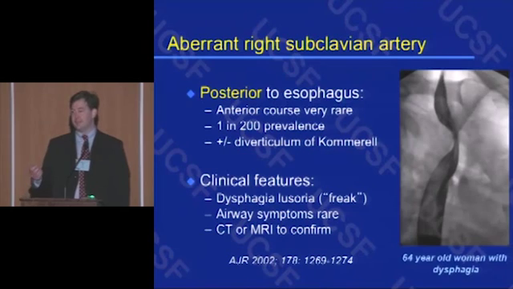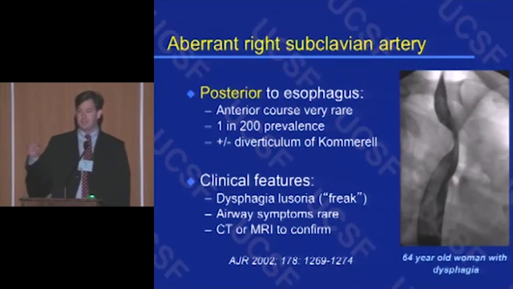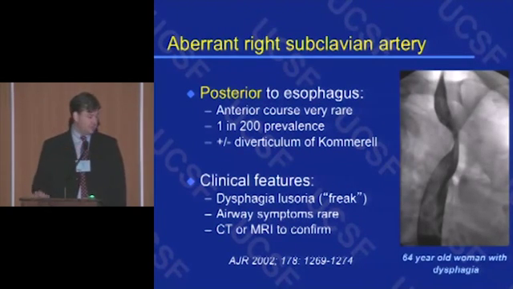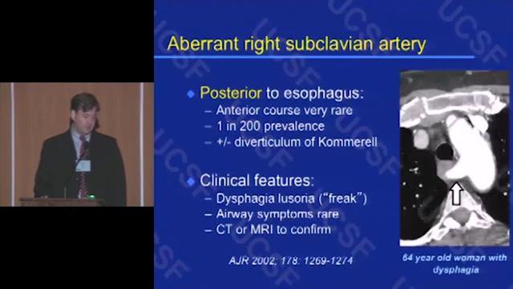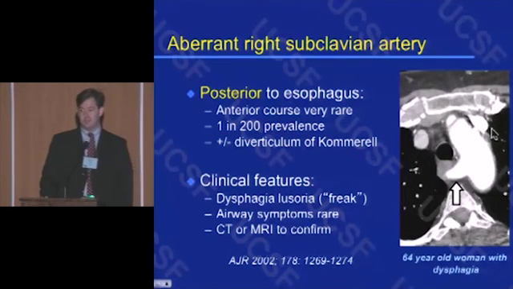lusoria, the freak esophagus. That's a name that was applied to this from the 1790s when it was first described, because it's a freak of nature, because of the abnormal vasculature. Airway symptoms are very rare, as usually people are presenting with dysphagia. And if you're at all uncertain, you can always get a CT that will confirm the diagnosis.